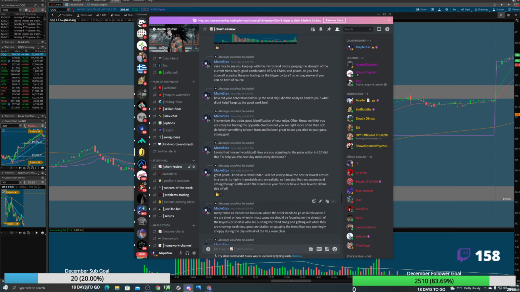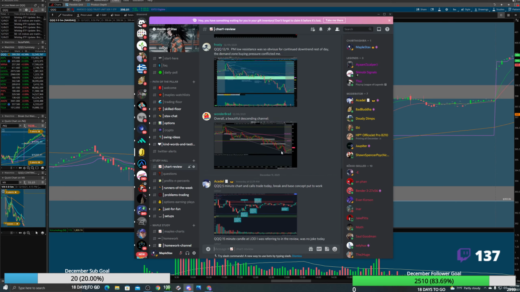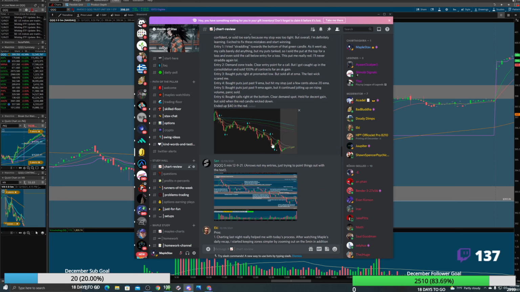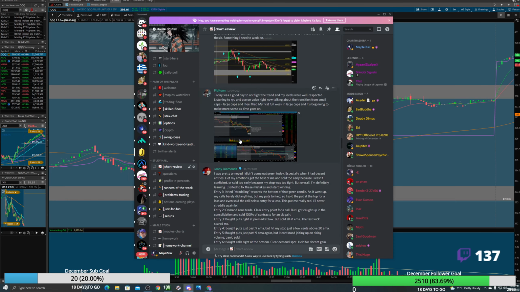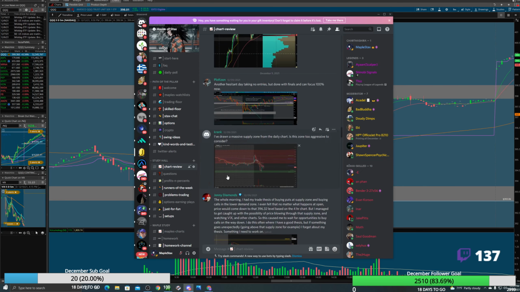Many times as traders, we focus on where the stock needs to go, if we are short or long, when in most cases we should be focusing on the strength of the buyers or shorts who are pushing the trend along, and getting out when they are showing weakness. Great annotation on gauging the trend that was seemingly choppy during the day until all of the higher lows were clear. So I go through and help you with your analysis and your annotations just to make sure that you're on the right track and you're not looking at things from a perspective that would develop bad habits.